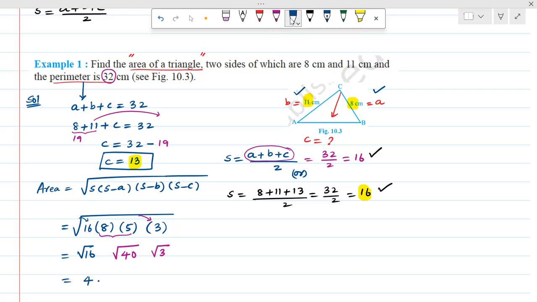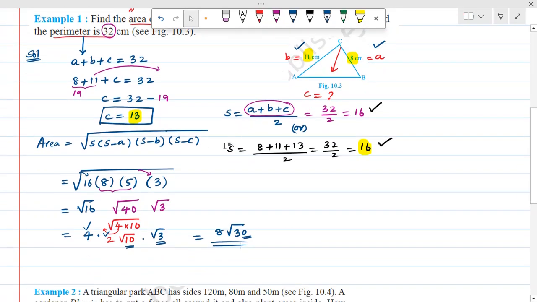What is this one? Root 16, which is equal to 4. And how will you write this one? This one I can write as 4 into 10. If you take the 4 outside the root, you will get 2 root 10. And this is going to be the same, root 3. So what is the final answer? This is 4 into 2, which is 8, and then root 30. So here root 10 times root 3 is equal to root 30. So this is the way you can go with the simplification. This is the very easiest method if you go through like this.